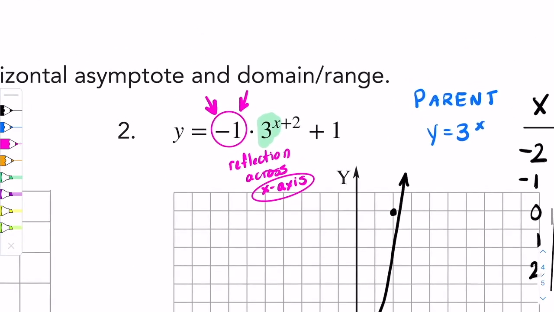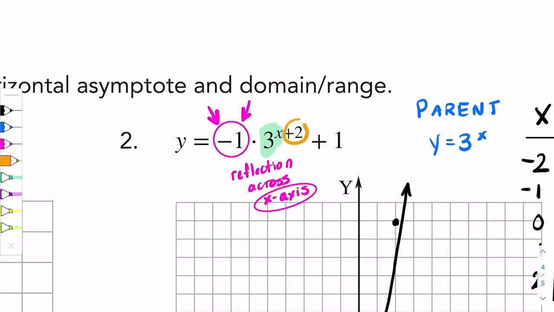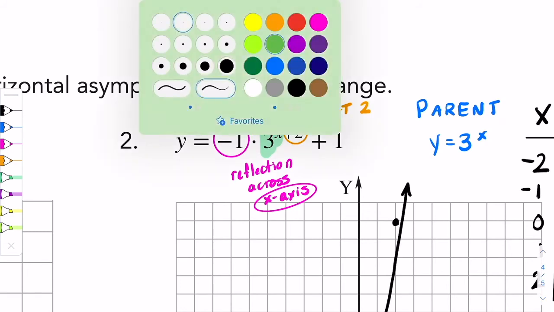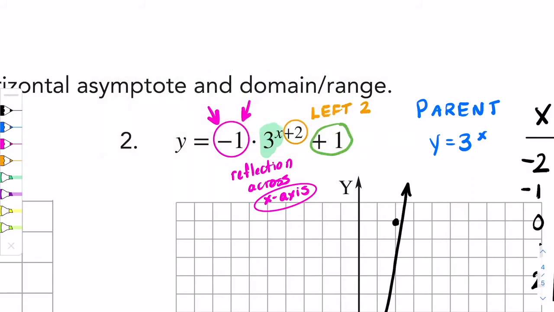We also have a transformation, and I'll label the order of these after. We also have a transformation right here of left 2. I know that I'm shifting left because that is with the exponent. That is our h value. And the last transformation is right here, which is +1, and that's telling us to go up 1.